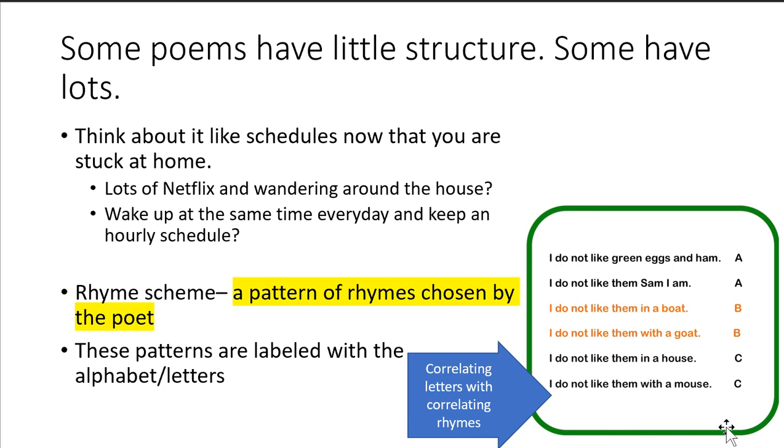So our first example is a simple one and probably a familiar one. I do not like green eggs and ham. I do not like them, Sam I am. So the end of both these lines end with the sound am. And it's the first sound in the poem, so we're going to label it with the first letter A. And then we switch to a different sound, oat, boat, and goat here. And every time you switch sounds, you need to add a new letter. So now we have B and B. So we have AA, BB.